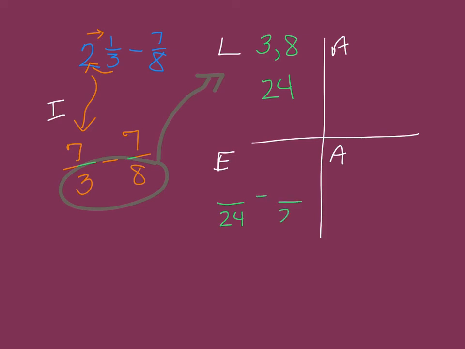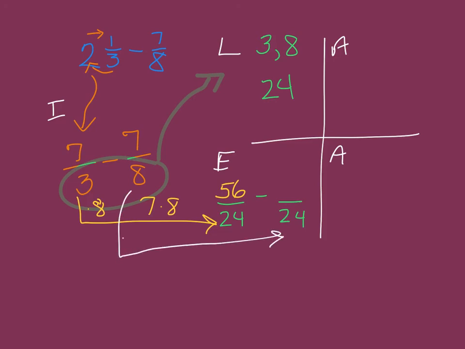We are still subtracting. I say to myself, how do I get from 3 to 24? I know that that's times 8. So I'm going to do 7 times 8. Well, let me fix that. That doesn't look quite like a 7. 7 times 8, I know that that's 56. And then I'm going to say to myself, how do I get from 8 to 24? I know that that's times 3. 7 times 3 is 21.